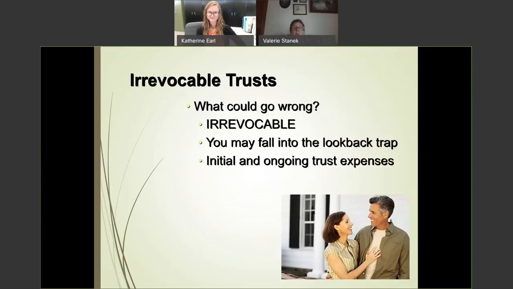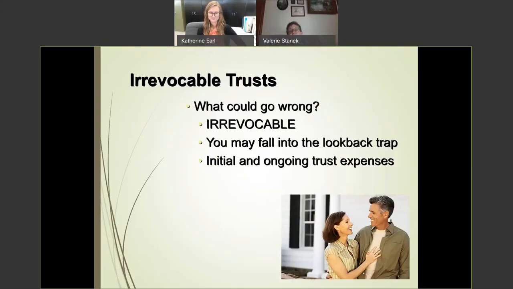So what could go wrong? Well, an irrevocable trust is irrevocable, which basically means that it's difficult to take back the asset. You can, by the way, even though it says irrevocable, if everybody agrees, if the trustee, the heirs, and you, the grantor, all agree in writing that the trust can be broken, then it can. But of course, as soon as you break the trust, any protections that you have from setting up the trust are lost. You may also fall into the look-back trap. As I said, you need to have transferred those assets 5 years before you apply for any type of government benefit.